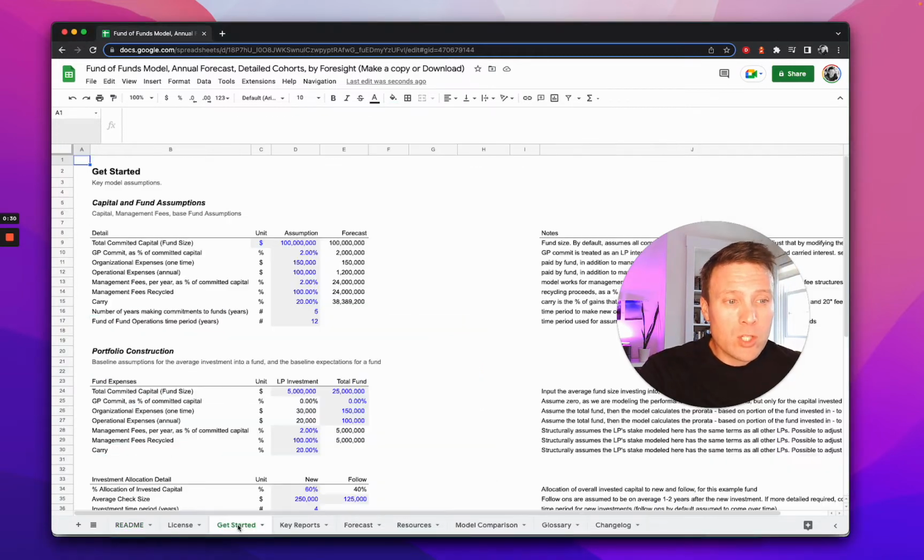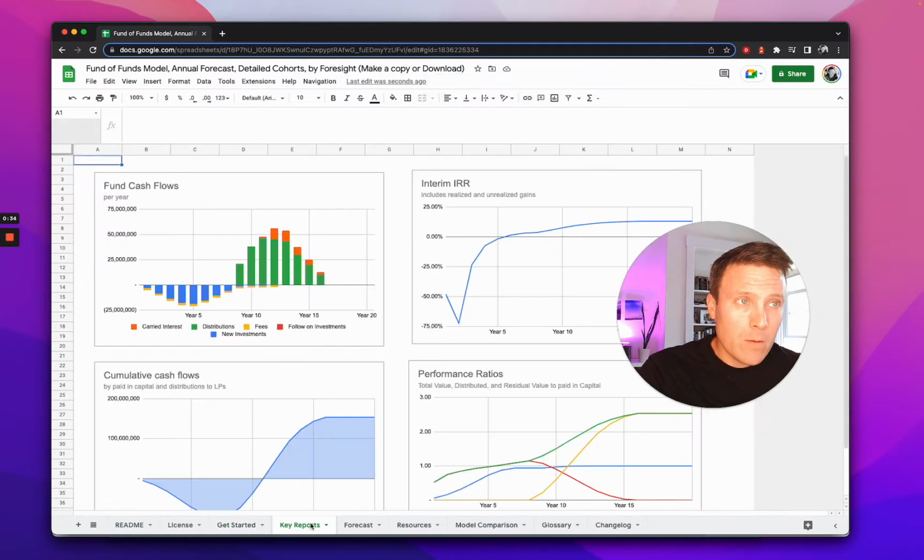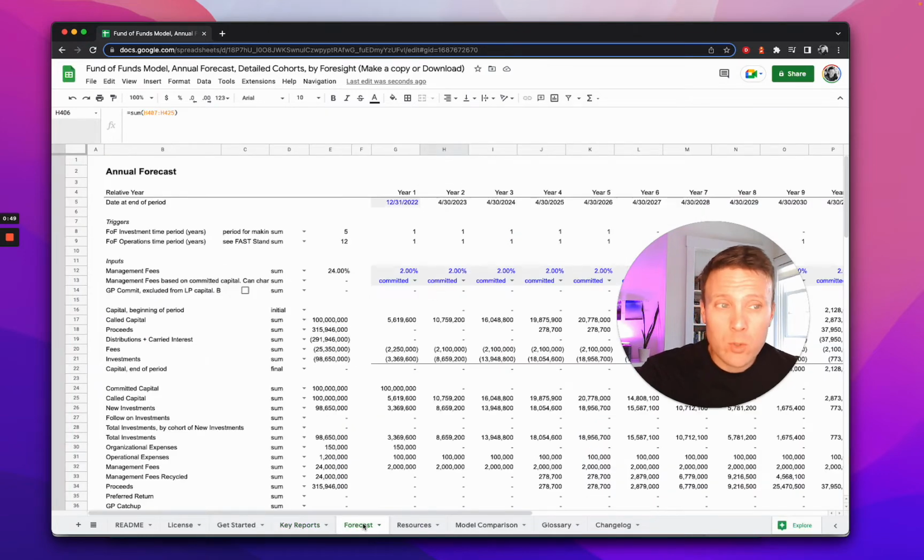Now the Get Started sheet is kind of where all your inputs are, and all the inputs are blue text, gray background. Key Reports is like the report of the key metrics: fund cash flows over time, IRR, cumulative cash flows, performance ratios. And this is for the fund investing in funds, not the underlying funds themselves. This is the overall fund performance metrics. And the Forecast sheet is where the core calcs are.